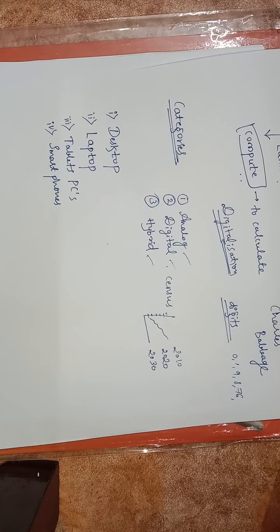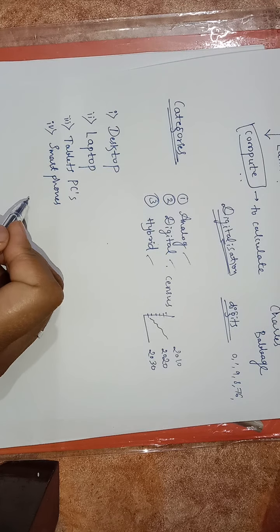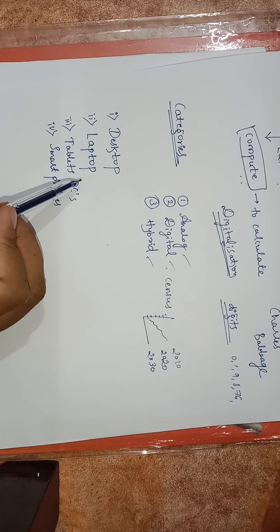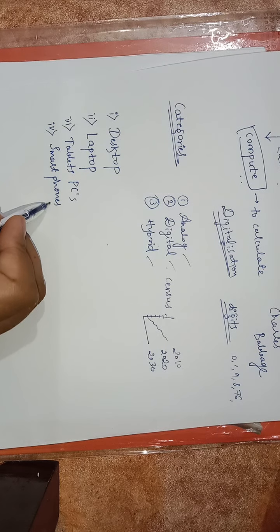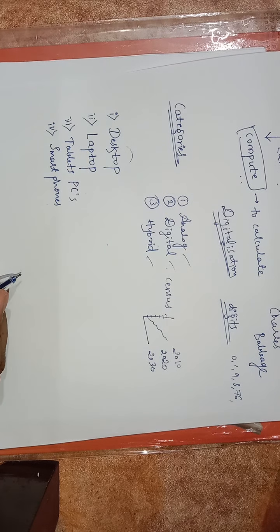And there are also some different kinds. This is for individual users. A single person can use a desktop, a single person can use a laptop. At a time only one person can do his work on a laptop. At one time only one person can use one smartphone. These are for individual users.